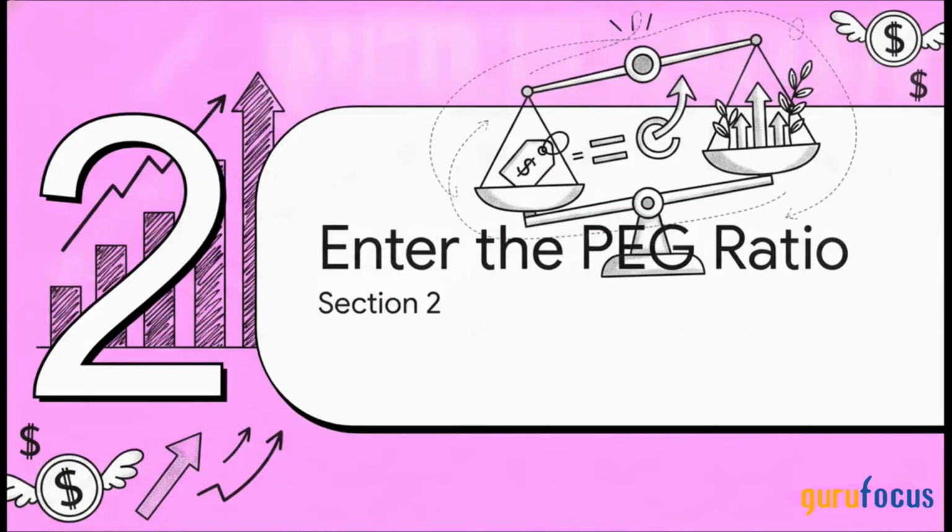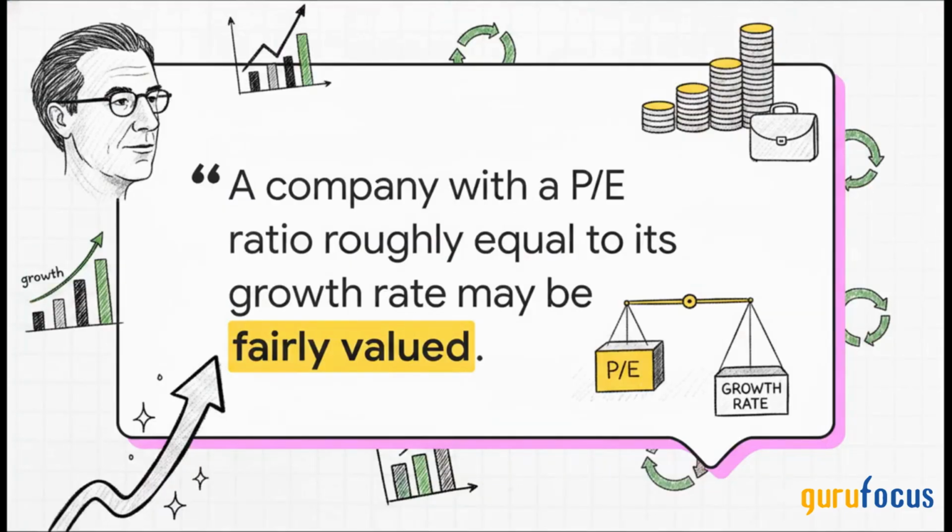Which brings us to Section 2, enter the PEG ratio. The PEG ratio, which stands for price earnings to growth, is this brilliantly elegant solution designed to fix that exact blind spot. It takes your standard price tag and injects crucial growth context right into it. To really anchor this concept, let's turn to legendary stock picker Peter Lynch, who really popularized this whole idea. He gave us this incredibly simple rule of thumb. A company with a PE ratio roughly equal to its growth rate may be fairly valued.